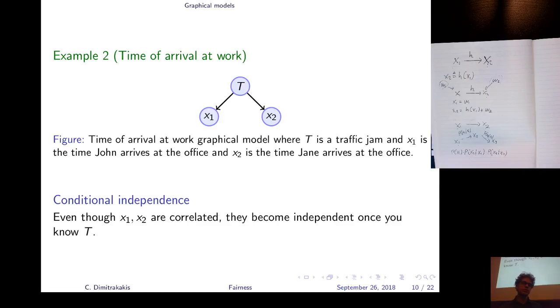The other way around, it's the opposite. So if the dependence is like this, then when you don't know whether there's a traffic jam or not, then the behavior of the two people might look correlated. But once you know whether there's a traffic jam, then they become independent. Okay. So this suggests there is actually an algorithm for determining whether or not there is conditional independence between two variables, but you don't have to know it anyway.